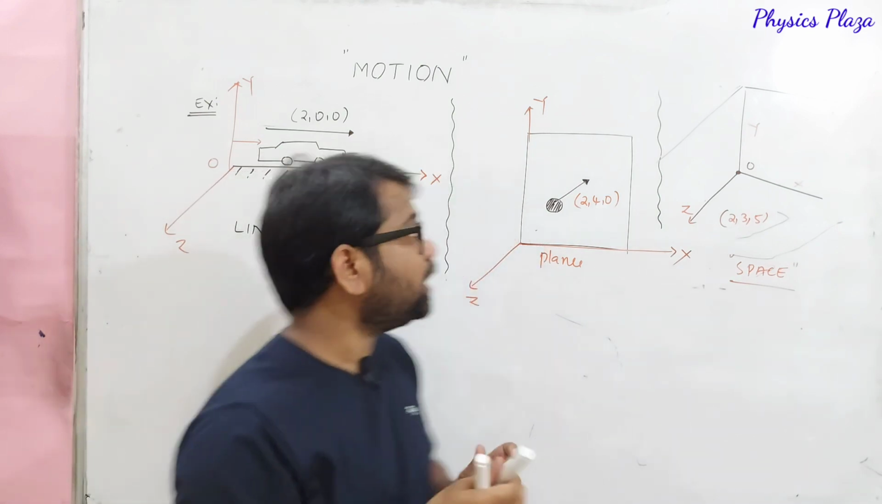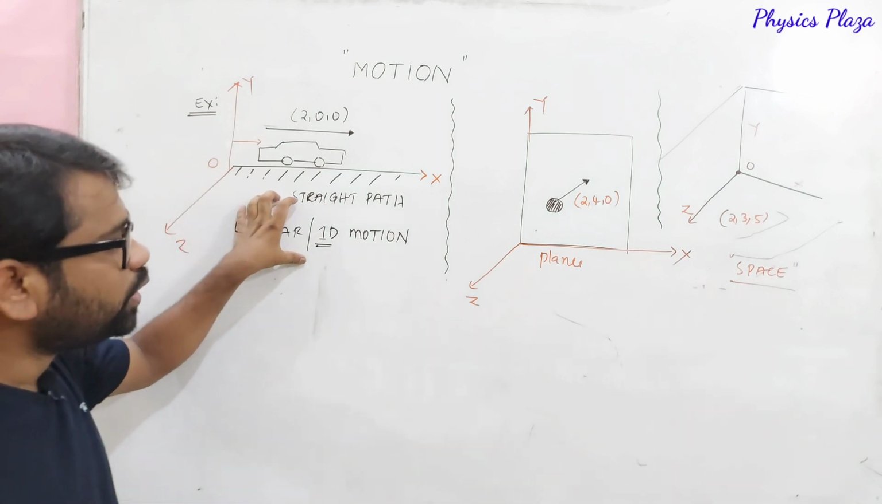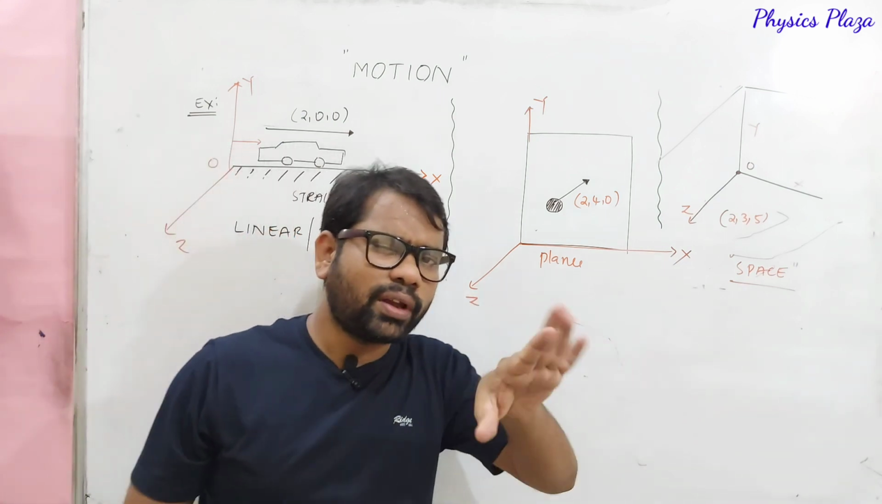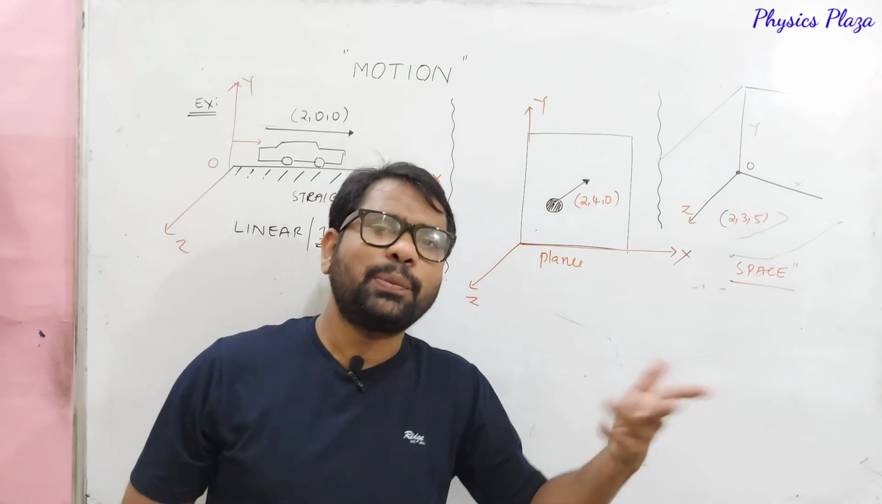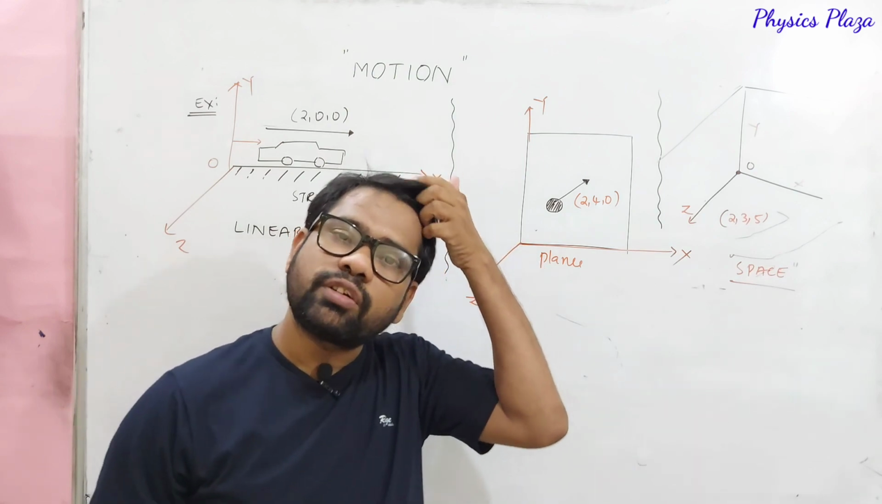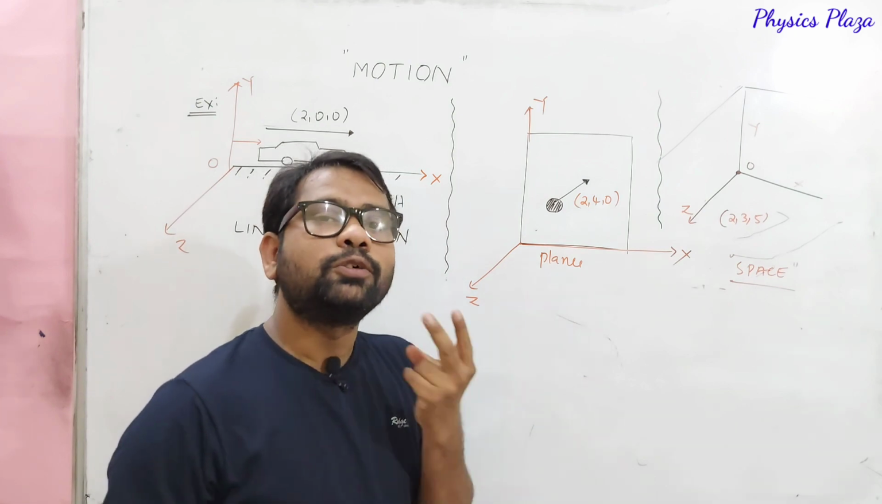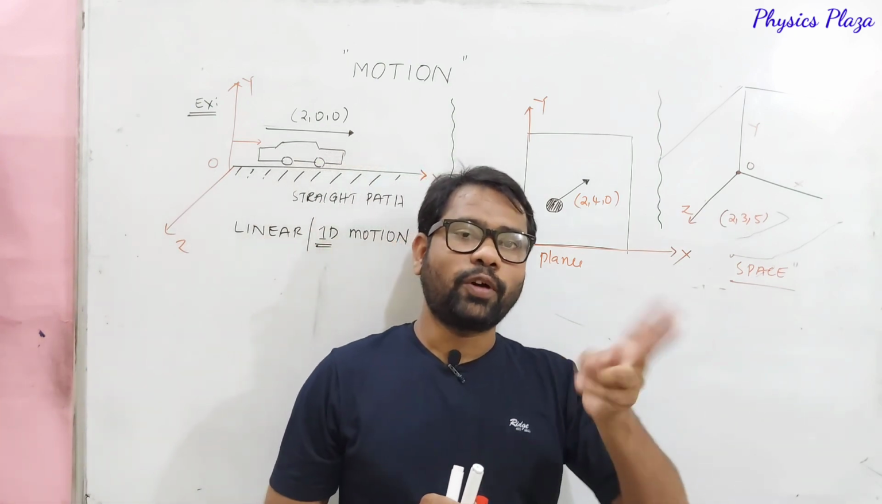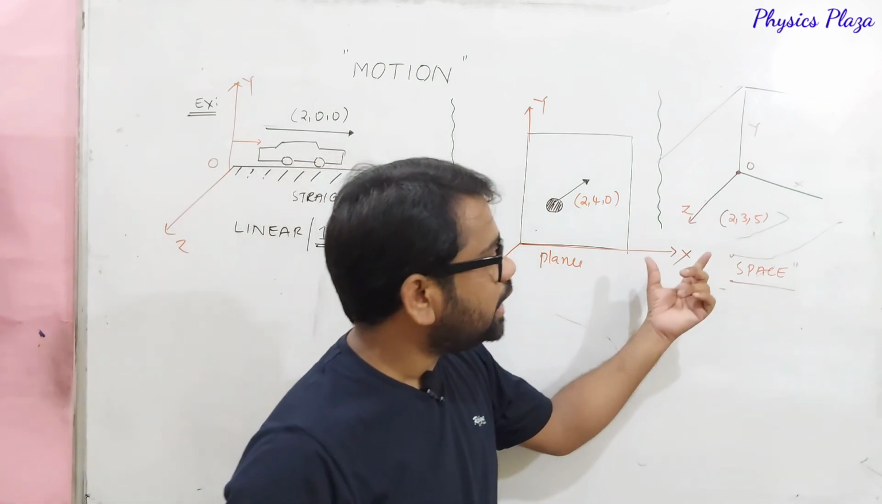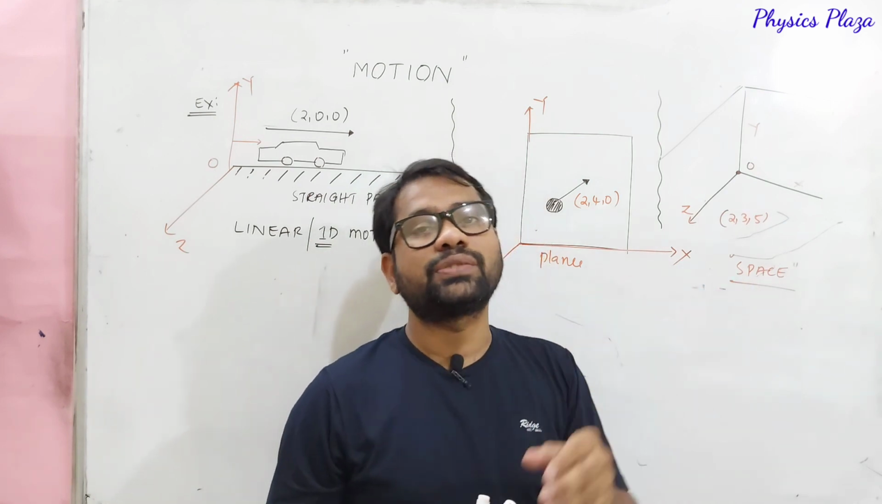Three-dimensional motion. Children, in a one-dimensional motion, only one coordinate will change, either x, y, or z. It depends on whether you are taking the motion of the object along the x-axis, y-axis, or z-axis. In a two-dimensional motion, two coordinates will change, either xy, yz, or zx. Whereas in a three-dimensional motion, dear children, three coordinates will change.